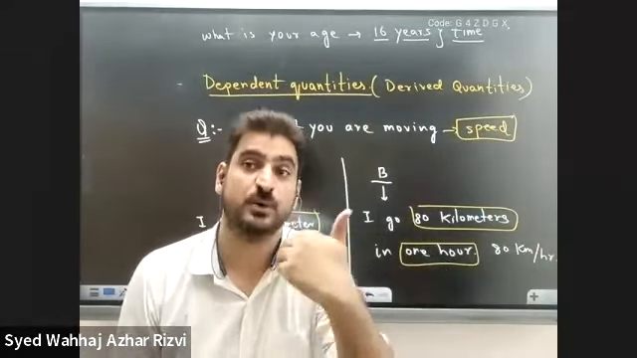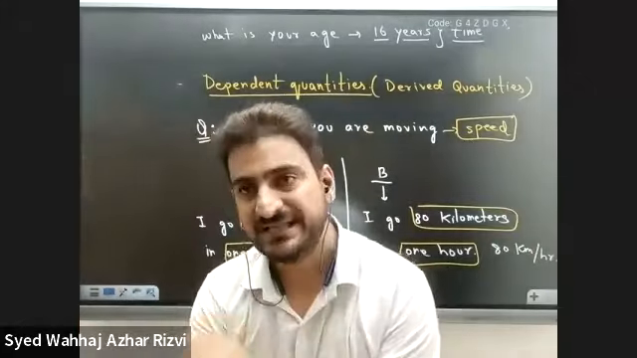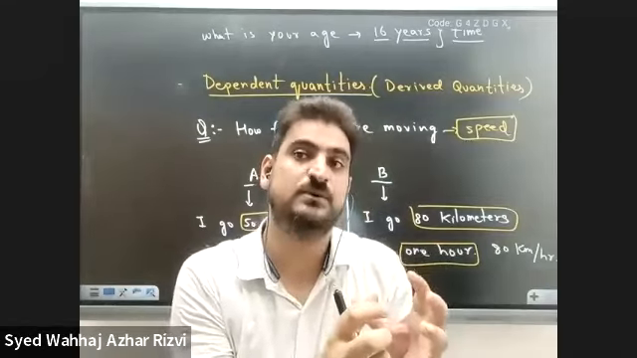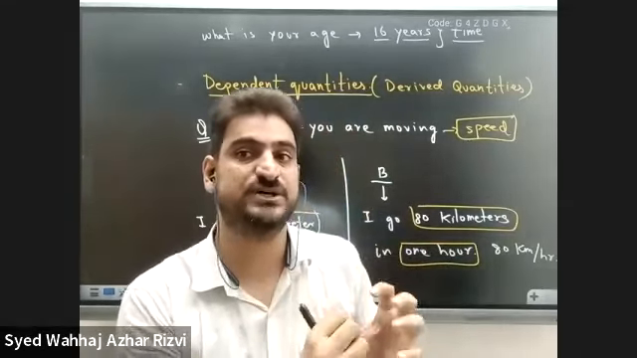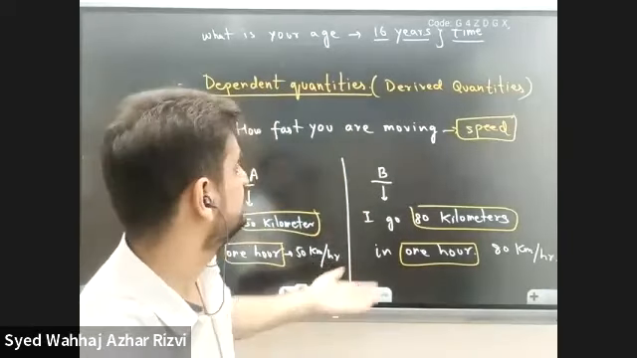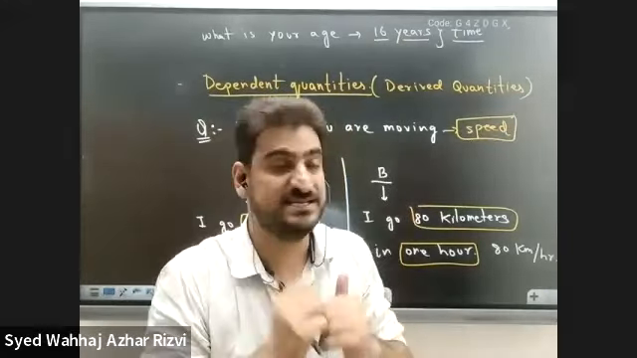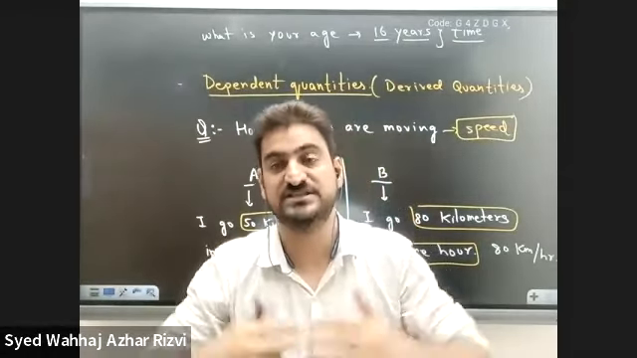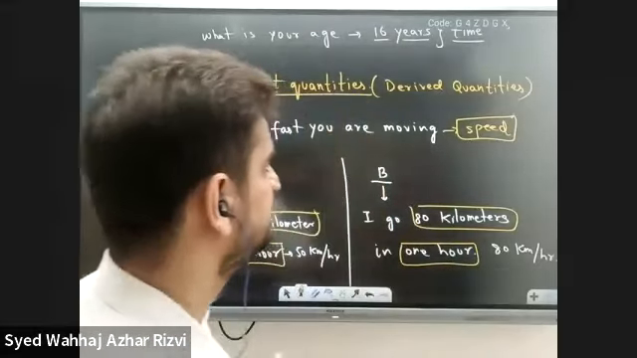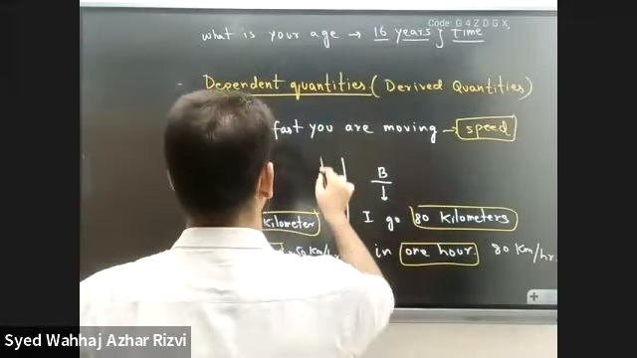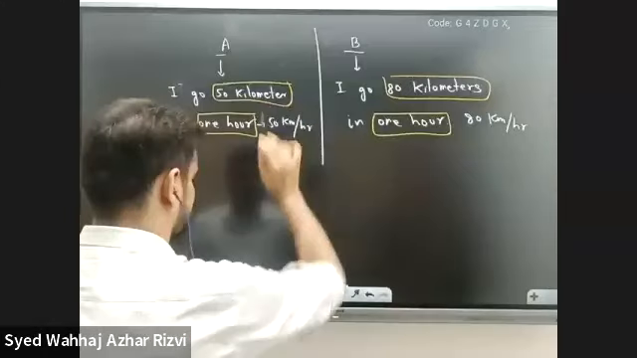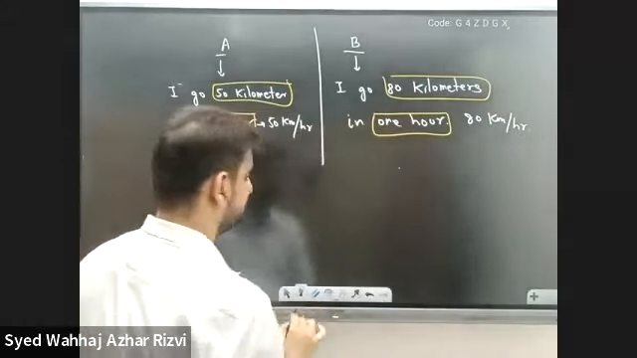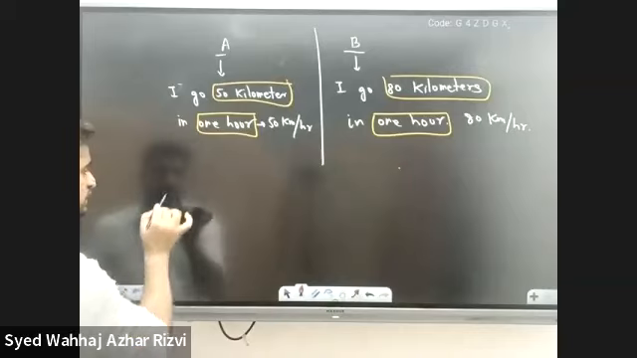But when I'm asking about your age, you are not thinking about any other thing, correct? That is why time is a fundamental quantity. It does not depend on anything. Whereas speed is a dependent or a derived quantity because it depends on some other quantity. Got it? That is why we say that we have to have an idea about the fundamental quantities, how many fundamental quantities there are.